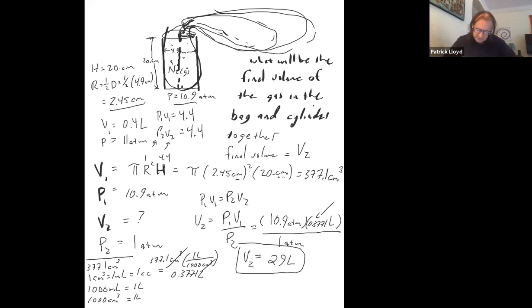Let's see, P1V1. So 10.9 times 0.3771. Yeah, it's about 4.1. Oh, I just did this wrong. I'm sorry, it's not 29. So there you go, my check helped. Thank goodness. So 4.1 liters. Excellent. I don't know how I put something in wrong here, but yeah, 10.9 times 0.3771 is 4.1. There we go. Okay, good.